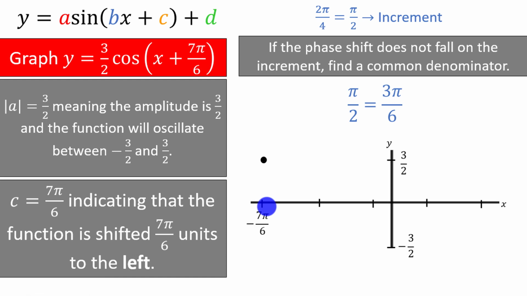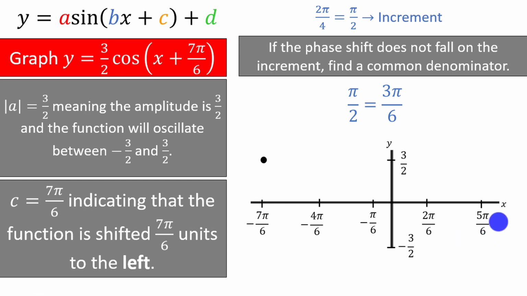From here, we need to increment 4 times to complete one period. If we increment 1 time, we would be adding 3 pi over 6, which is the same thing as pi over 2. Adding that to negative 7 pi over 6 would give us negative 4 pi over 6. Adding 3 pi over 6 again would give us negative pi over 6, and again we would get 2 pi over 6, and finally we would get 5 pi over 6. Once we have added the increment 4 times, we will have completed one period.